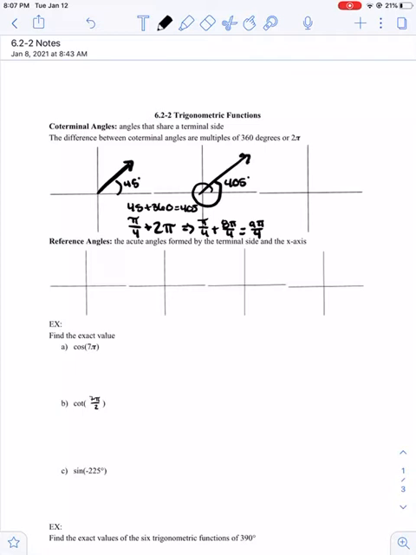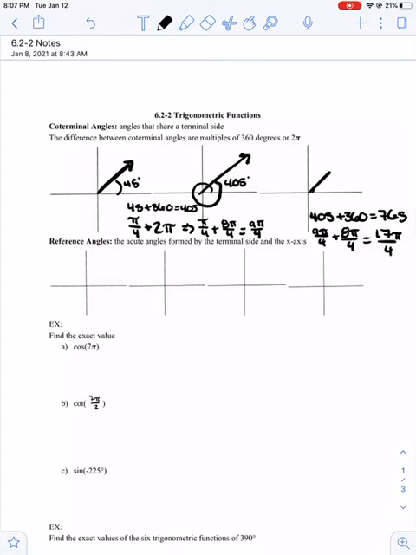So to go to our next coterminal angle, again, we're going to add 360 degrees, or 2 pi. So we'll take 405 plus 360, and that gives us 765, and then we'll take 9 pi over 4 and add 8 pi over 4 again. 8 pi over 4 is 2 pi. And we get that this equals 17 pi over 4.